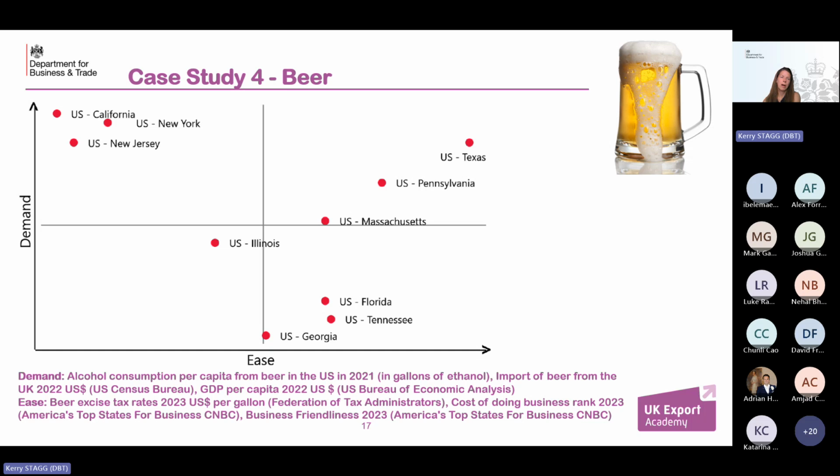So really interesting chart, I think, because when you think about the US and where the states are that we sell to the most, California and New York often come up. And on this chart, it's really interesting because they sit very much at the highest in terms of demand, but also very much over on the more difficult side. So in terms of taxes, and cost of doing business and business friendliness, they don't score so well. Whereas you've got Texas, Pennsylvania, and Massachusetts there in that top right-hand box, which are looking more appealing from an ease perspective, but also still a good level of demand. And remember that these are all the top 10 states that are importing goods and services from the UK.